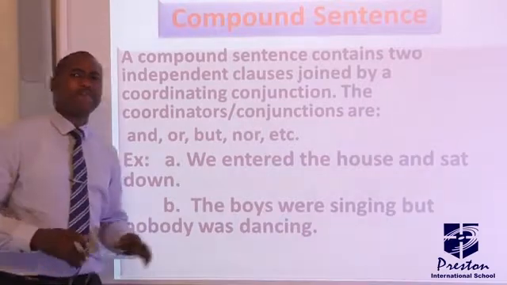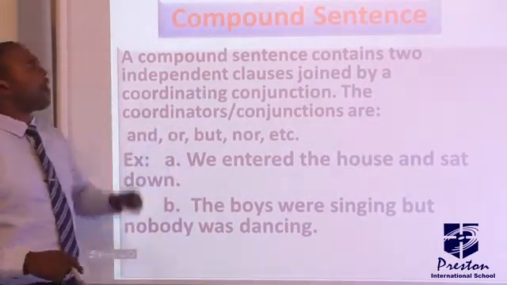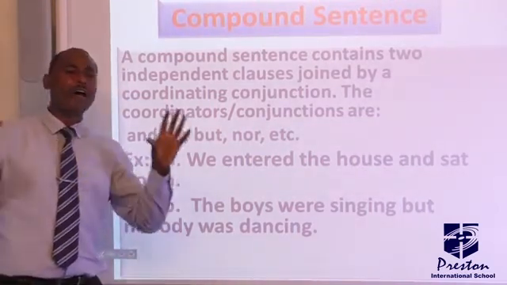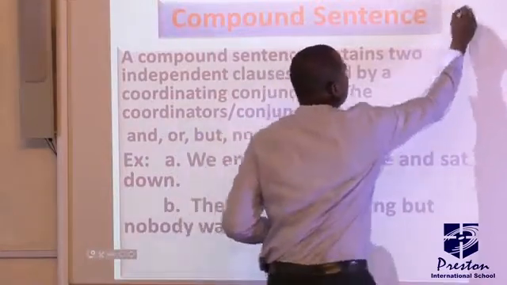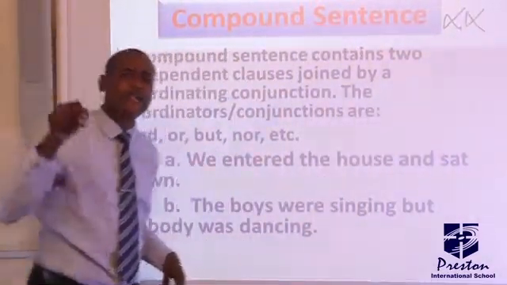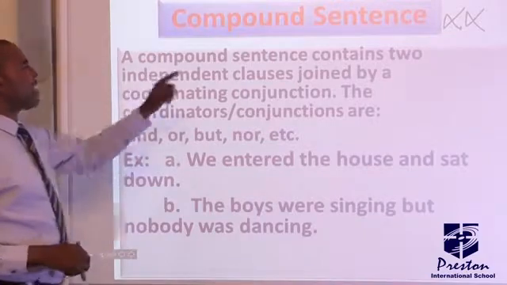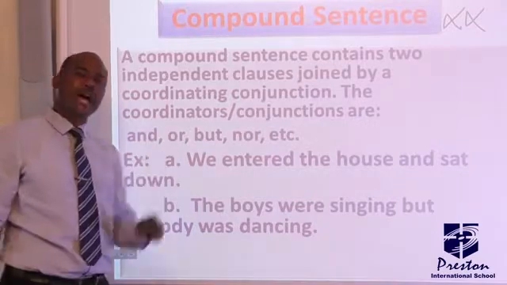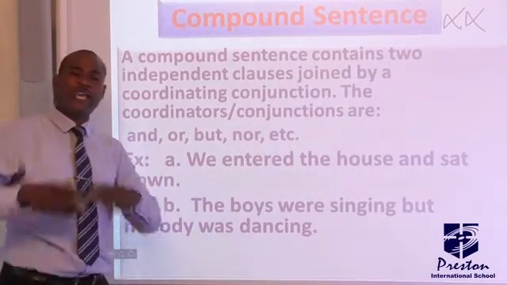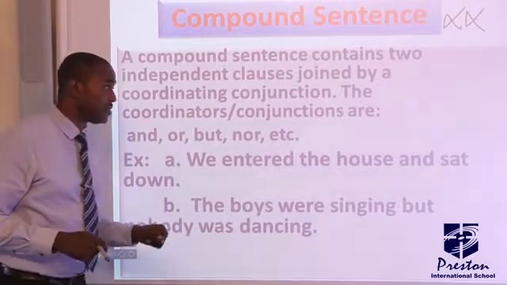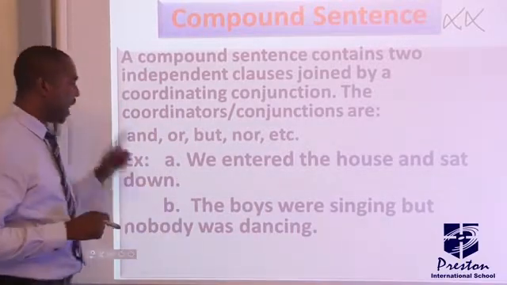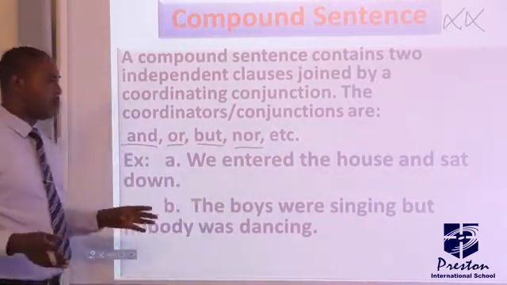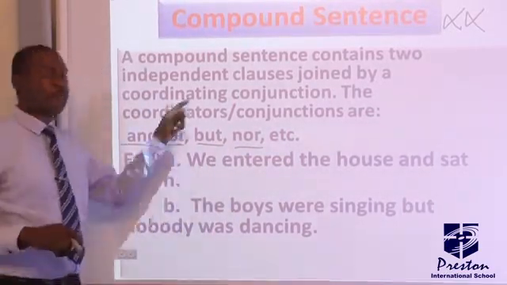Alright, the second type of sentence according to structure is the compound sentence. A compound sentence has two alpha clauses, that is, two main clauses. It contains two independent clauses joined by a coordinating conjunction. If you don't have a coordinating conjunction in between these clauses, you don't have a compound sentence. The coordinators or conjunctions are and, or, but, nor. We have a few others, but majorly these four perform these functions.